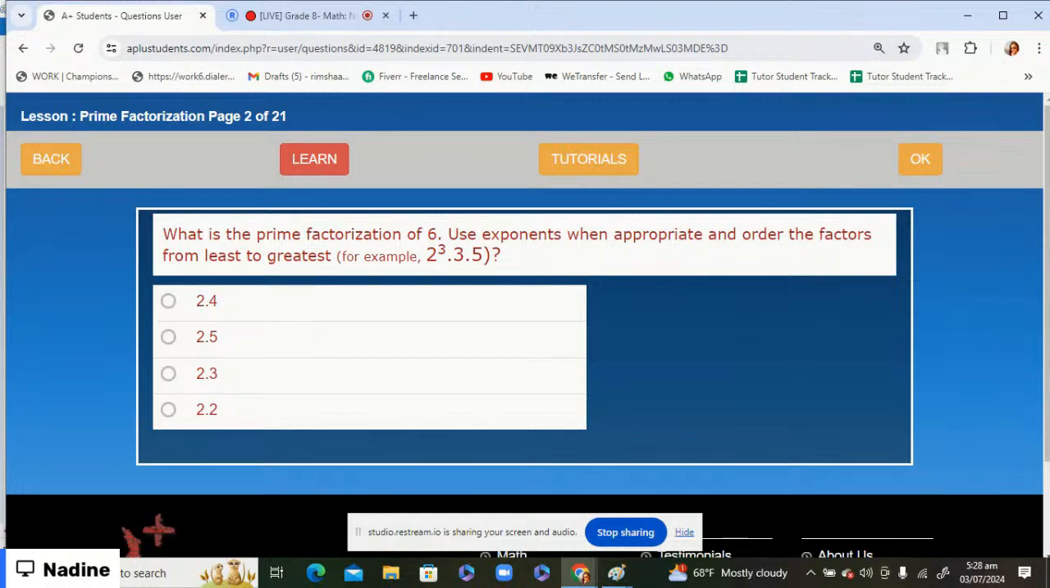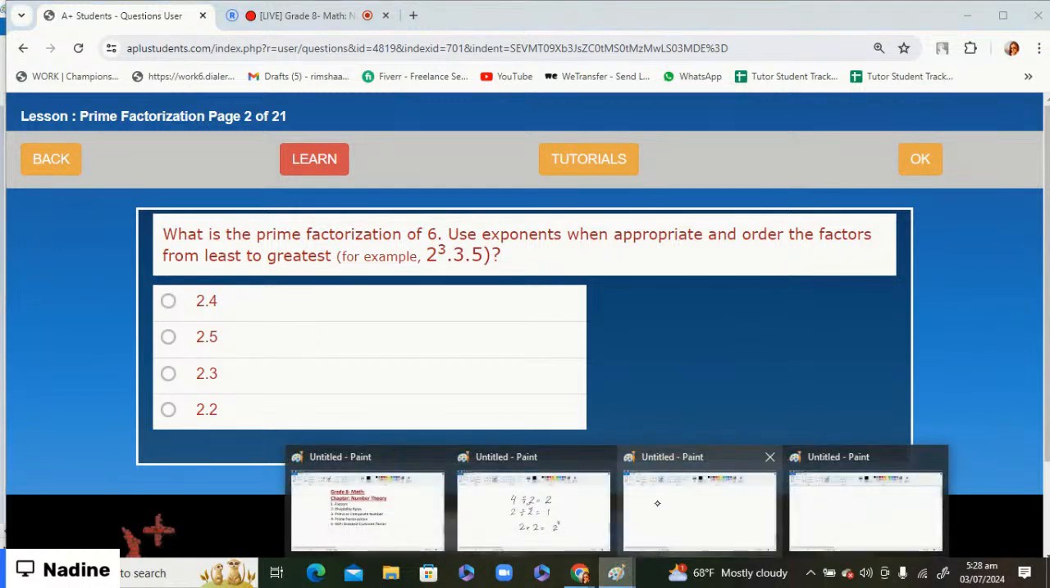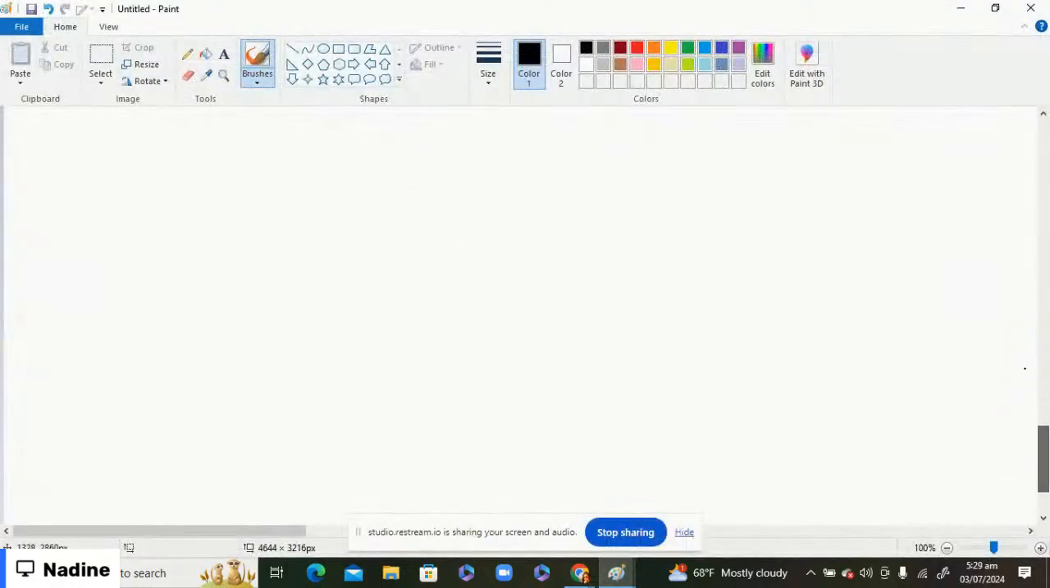What is the prime factorization of 6? Use the exponent when appropriate and order the factors from least to greatest. So here we are finding the prime factorization of 6. Let's check.